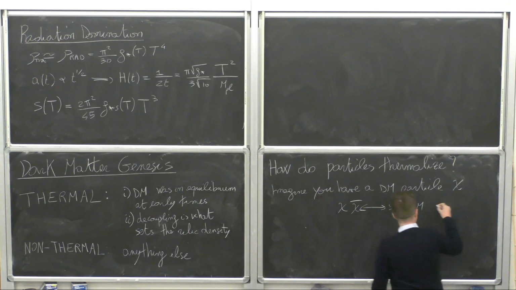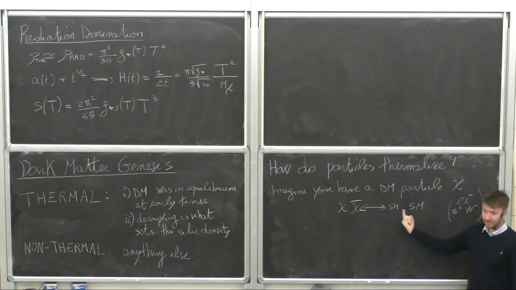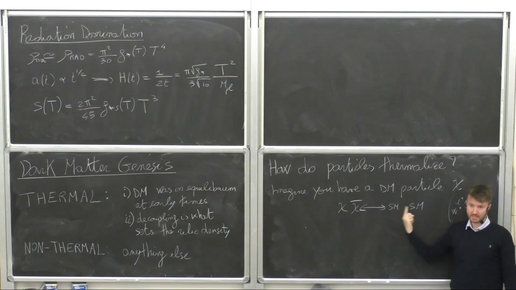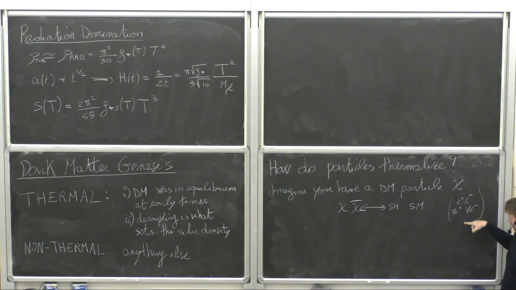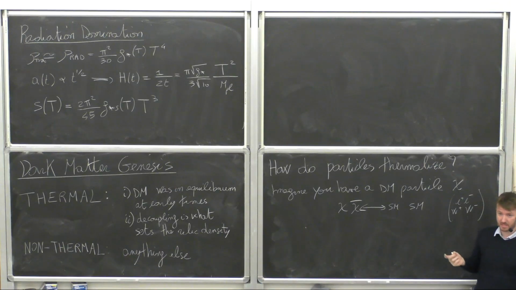And this SM could be e+ e-, W+ W-. Okay, so anything really with standard model final states. These particles, whatever you put here, are in equilibrium. Okay, so if this interaction happens often enough, then dark matter will thermalize with the standard model.